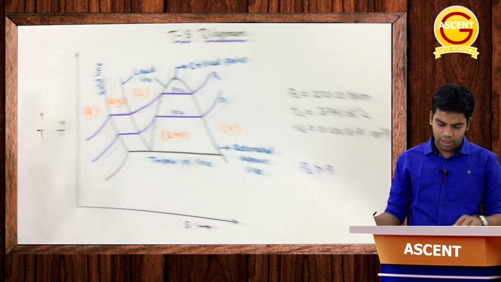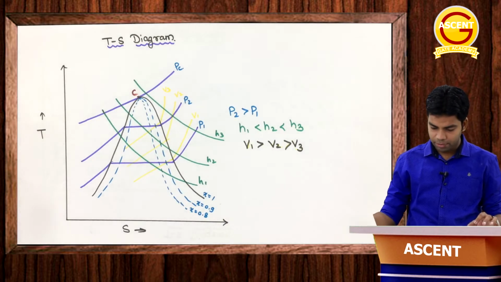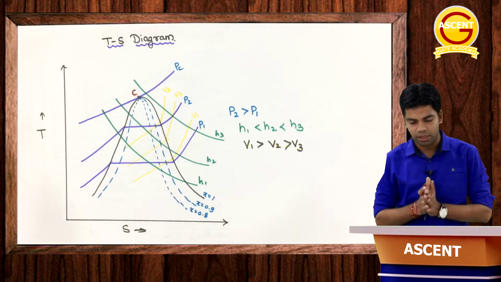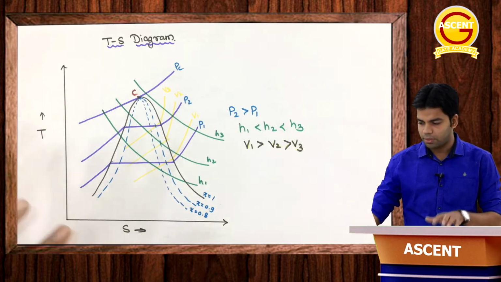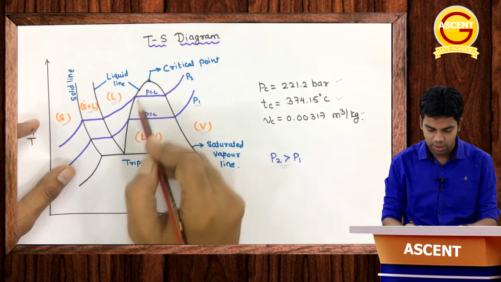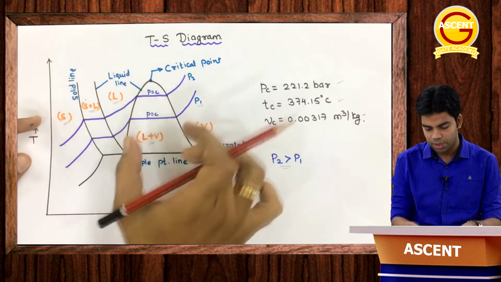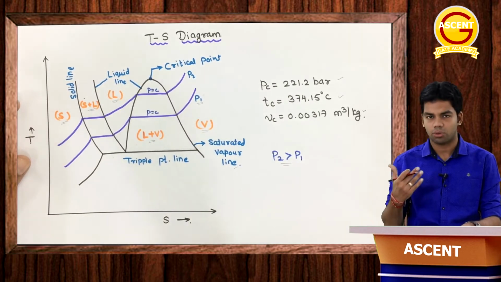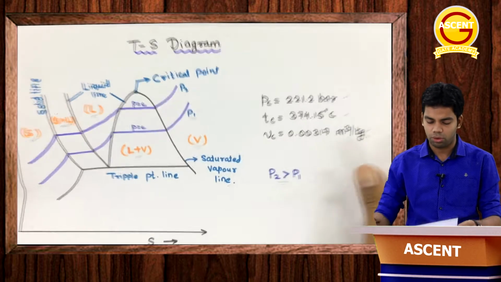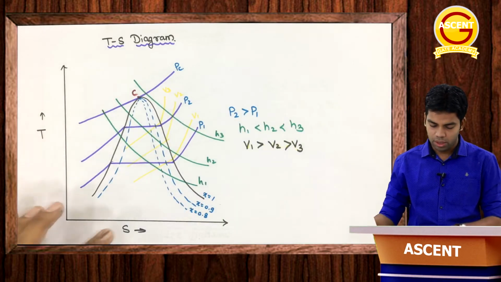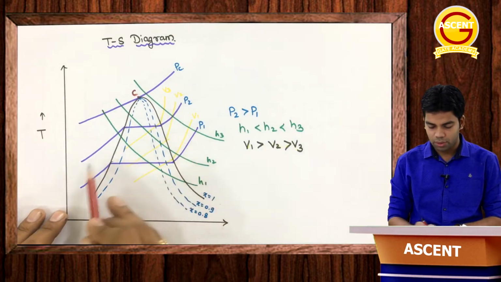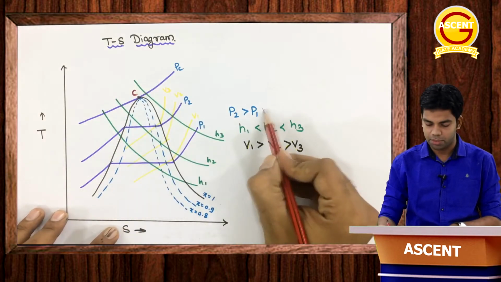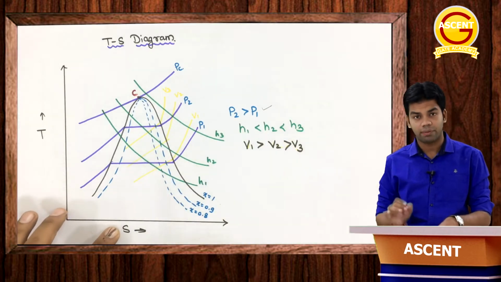Now next is again this TS diagram, and we will discuss different lines and curves in it. I am just drawing this zone, and we will see the constant pressure lines, constant temperature lines, constant enthalpy lines, constant volume lines, and so on. So these in purple are constant pressure lines, and pressure is increasing as we move upwards, as I have already told you. That means P2 is greater than P1.